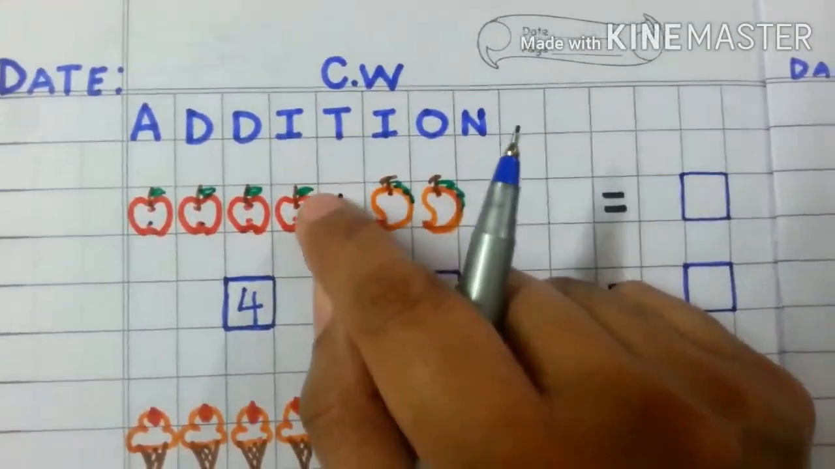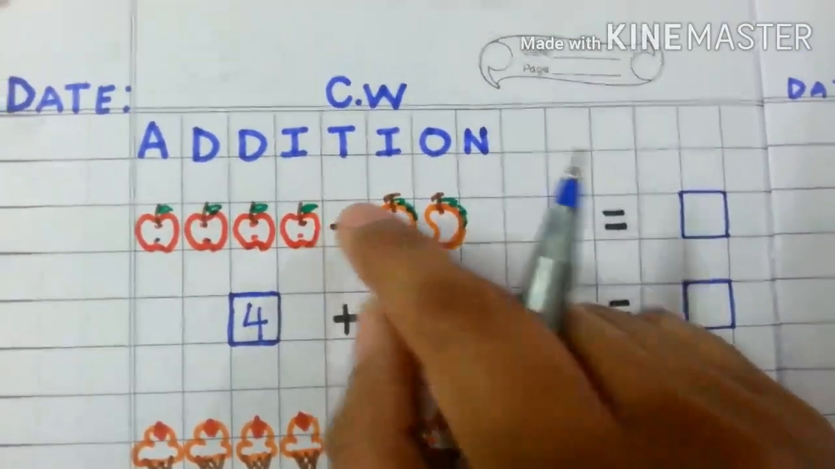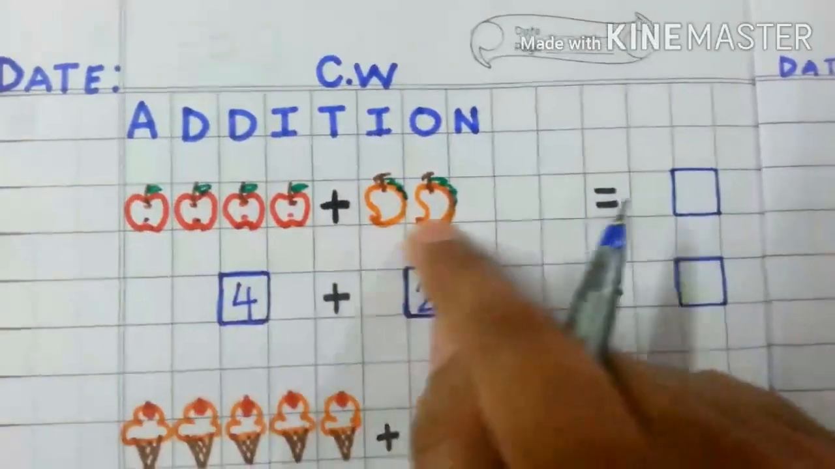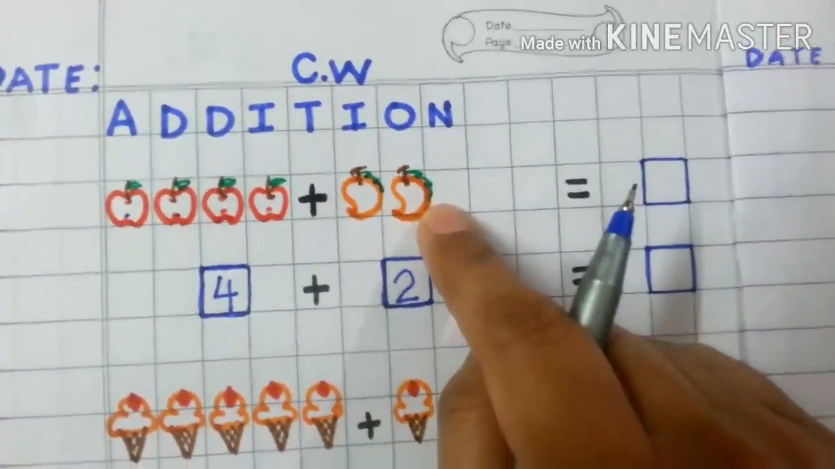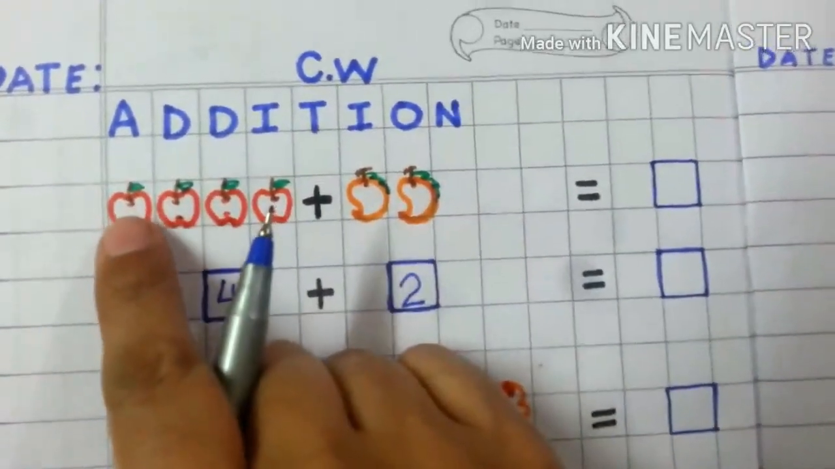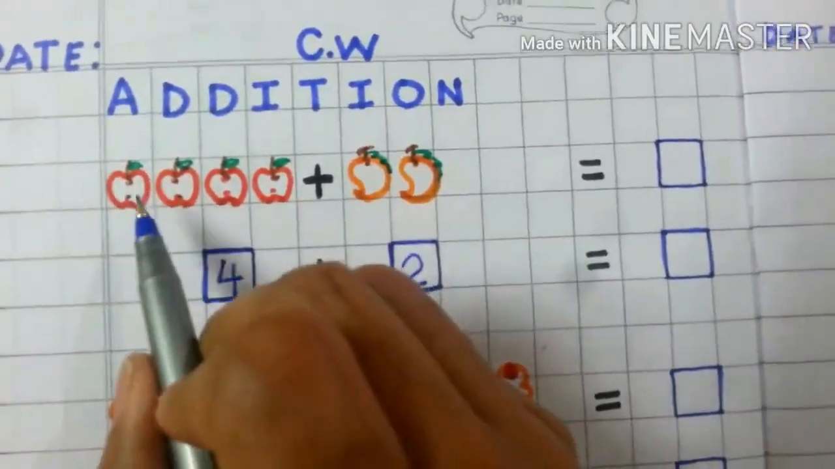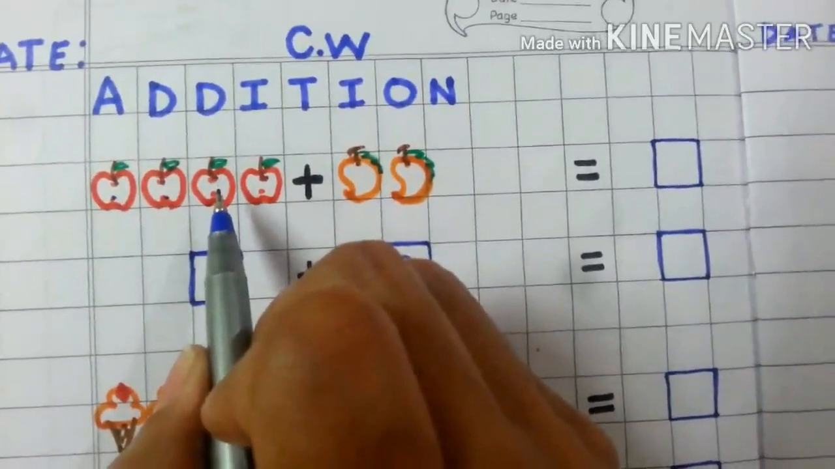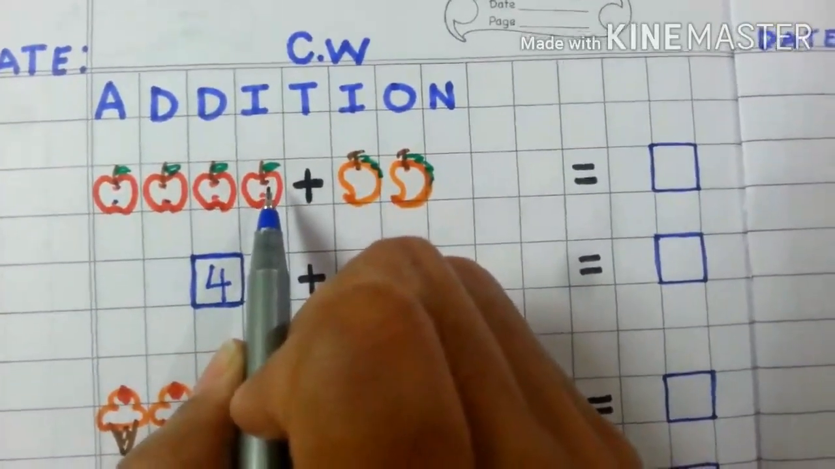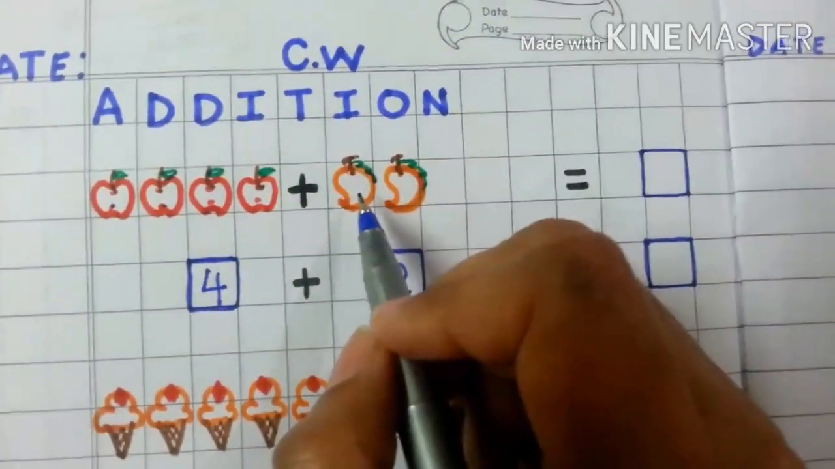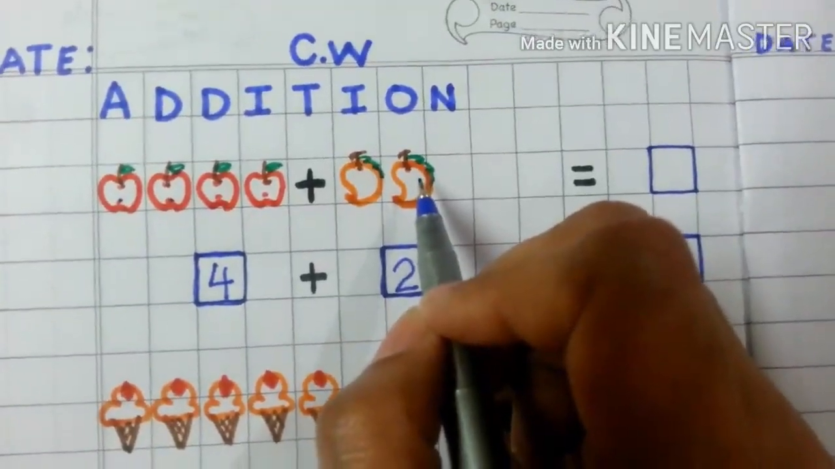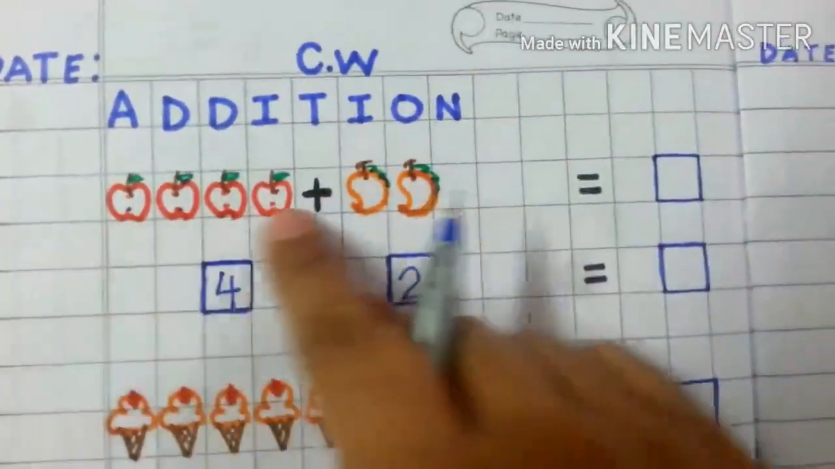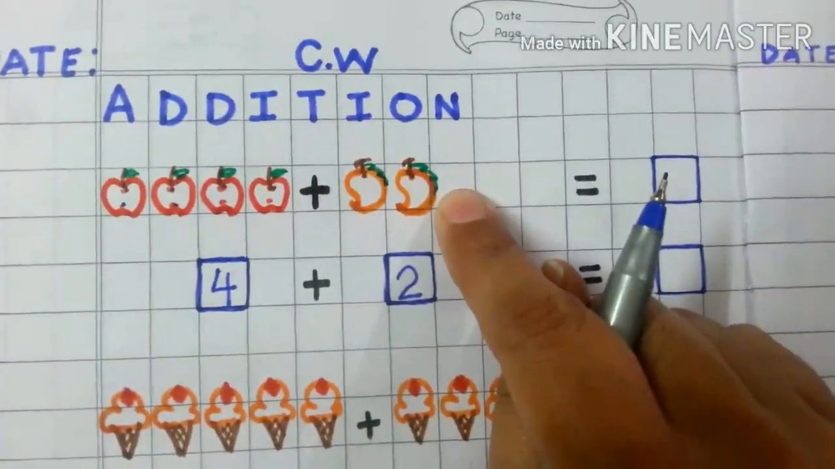Now we will add to find how many fruits we have all together. So let's count. 1, 2, 3, 4, 5, 6. We have 6 fruits.